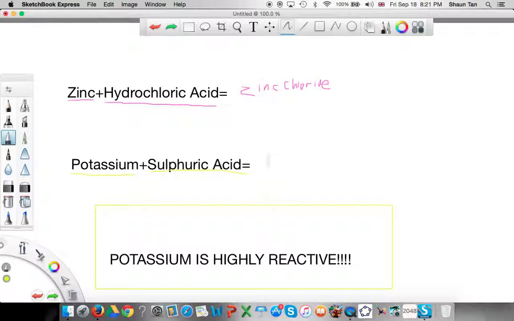Oh, and just so that you know, this reaction will be quite dangerous. As you know, potassium is highly reactive, so it might even react with water. Actually, it does, and you can start a fire. If you have potassium and get some water, you can start a fire.